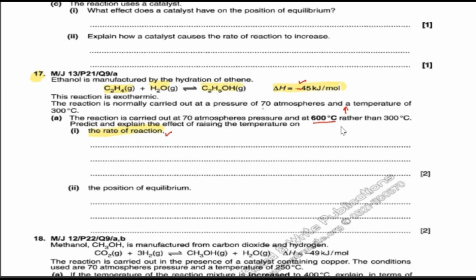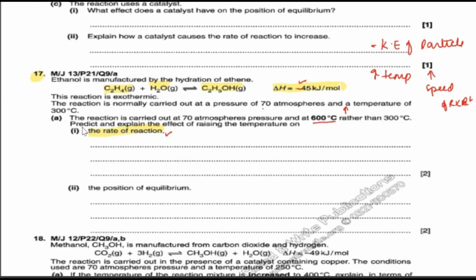So whenever you're increasing the temperature, temperature is a factor which increases the speed of reaction. Why? Because when you increase the temperature, what happens? The kinetic energy of the particles increases. Now, when the kinetic energy of the particles increases, there is going to be more frequent and effective collision between the particles, and hence the rate of reaction will increase.